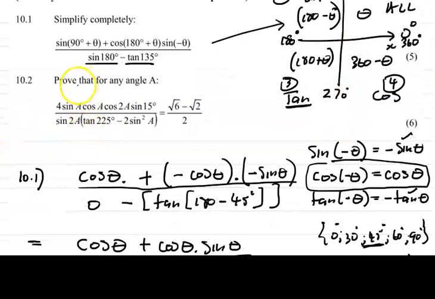Now in the second question it says, prove that for any angle A, 4 sine A cos A times cos 2A sine of 15 degrees, all over sine 2A into tan of 225 degrees minus 2 sine squared A, is equal to root 6 minus root 2, all over 2.